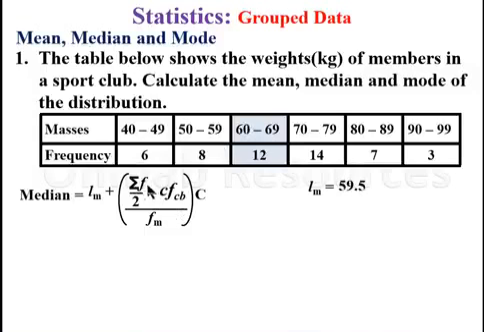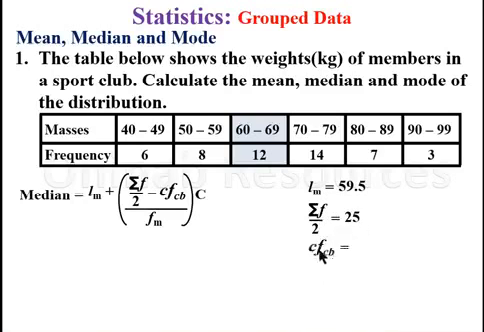Then the summation of the frequency, we have already gotten that one while we are calculating the mean. So that's giving us 50 divided by 2, which gives 25. So summation of f divided by 2 is 25.